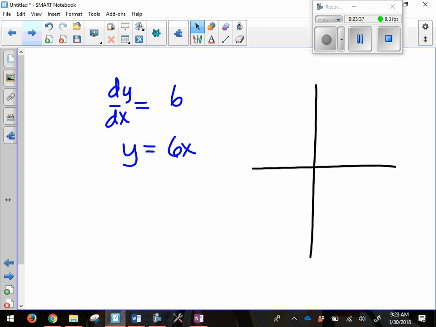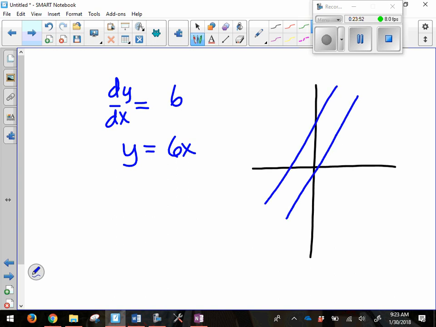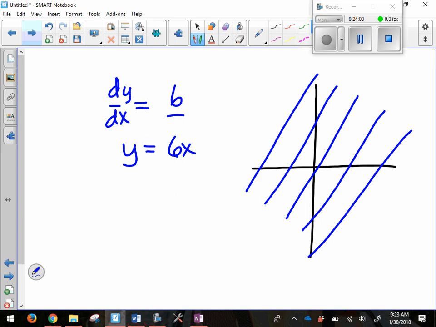And what's the derivative again? What does derivative mean? Slope of the tangent to the line. Okay, so in this case, it's going to be the slope of the line. Well, I could draw a line that looks like this, or a line that looks like this, or like this, or like this. And all of those lines have a derivative that's equal to 6.